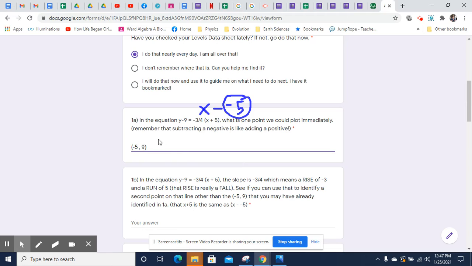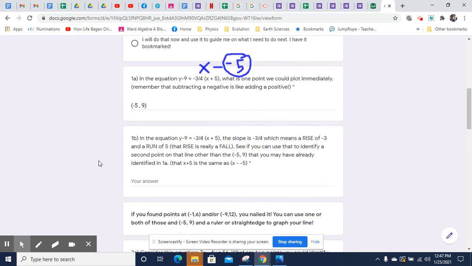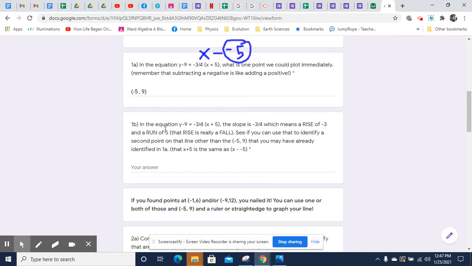So there you have it. That is the point you need to find. That's the obvious plot point. Now, we know that the slope is negative 3/4. So in the equation, y minus 9 equals negative 3/4 x plus 5, the slope is negative 3/4. That's where the slope is, right there.